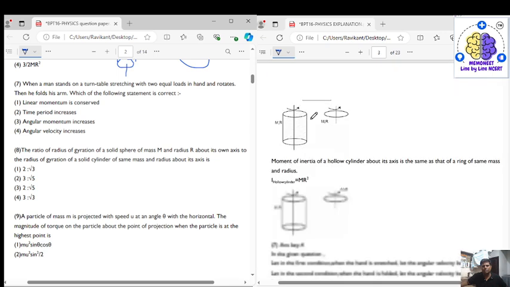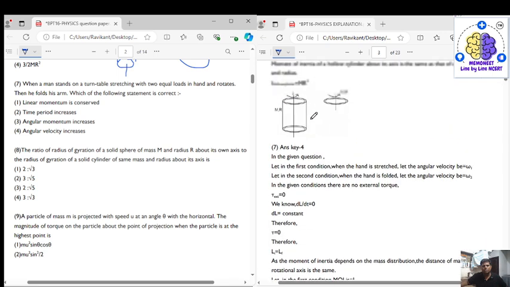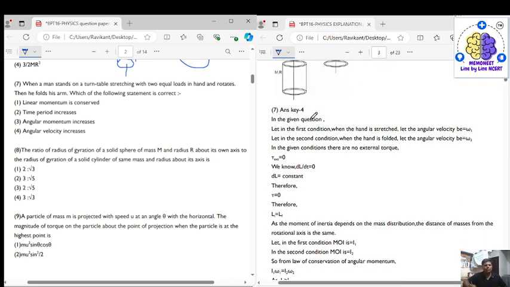Now let's see question number 7. Question number 7 says that when a man stands on a turning table, stretching two equal loads in his hands, and rotates, then he folds his arms. Which of the following statements is correct? The linear momentum is conserved, time period increases, angular momentum increases, angular velocity increases.